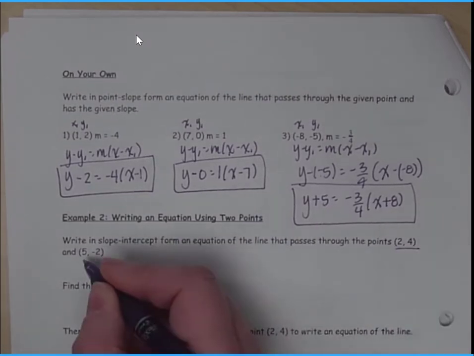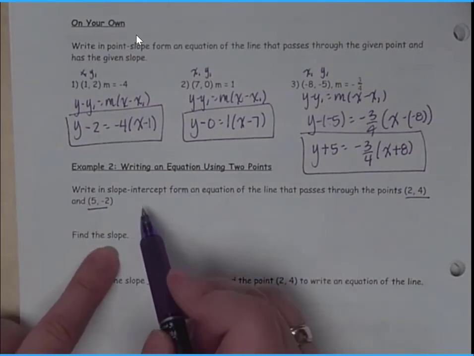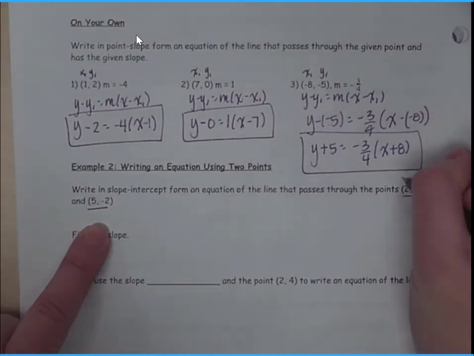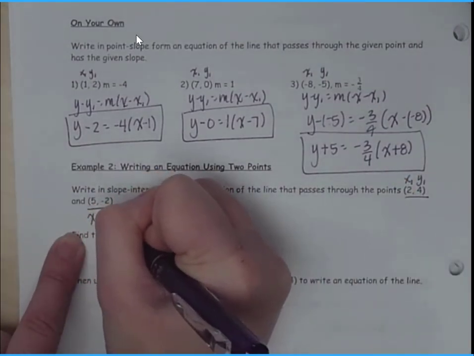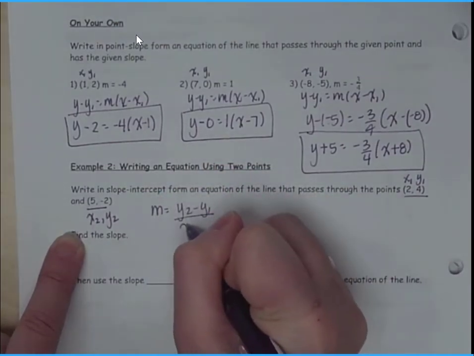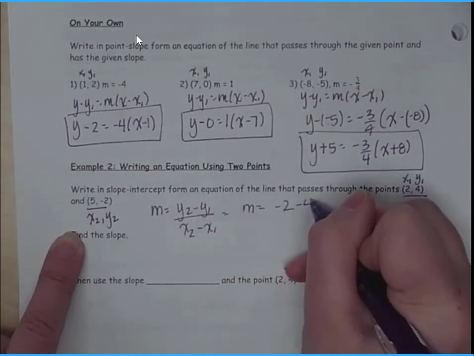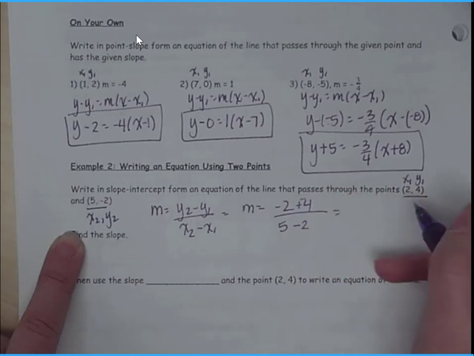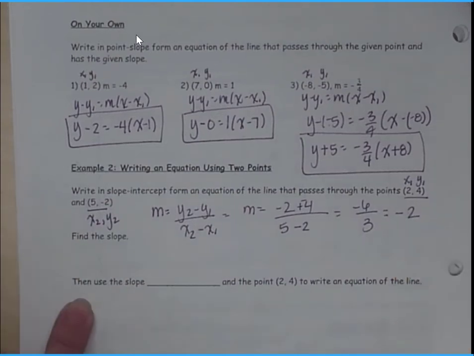Now, what if we have 2 points? Well, first of all, I don't have a slope here, so I need to find the slope. I want to write this equation in slope-intercept form that passes through both of these points. So I'm going to label this x1, y1, x2, y2. Remember, slope is the change in y over the change in x. So I have m equals -2 minus 4 over 5 minus 2. Add the opposite here, that's -6 over 3. So my slope here is -2.